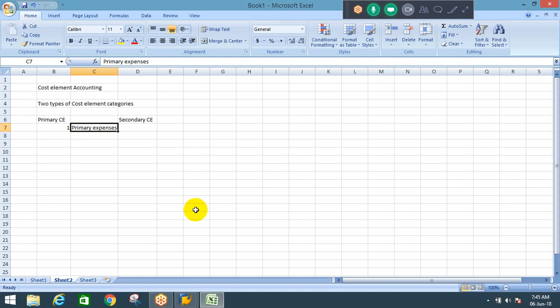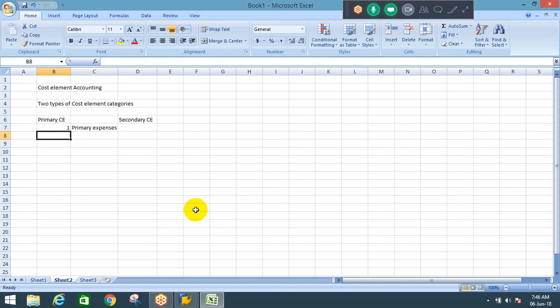If you have salaries, cost element category 1. Stationery expenses, cost element category 1. So we need to maintain that. Only then will those values come to the CO module. This is for all expenses.